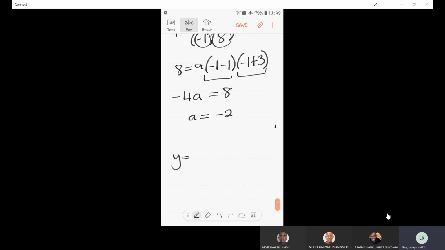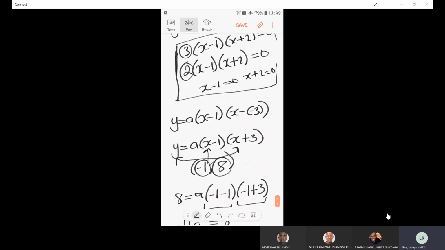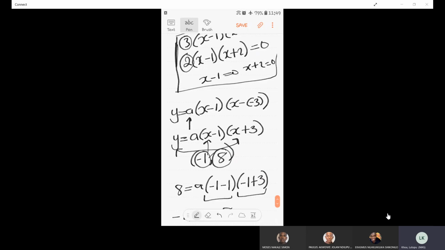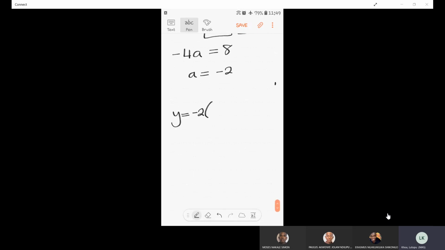Y is equal to -2, and then where did I simplify? There it is. So I now just substitute the a over there. And then I have x minus 1, and then I have x plus 3.